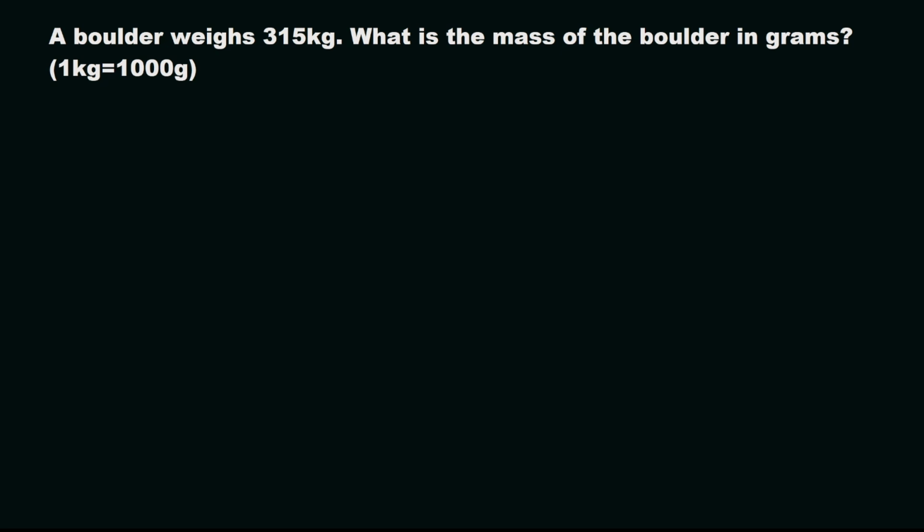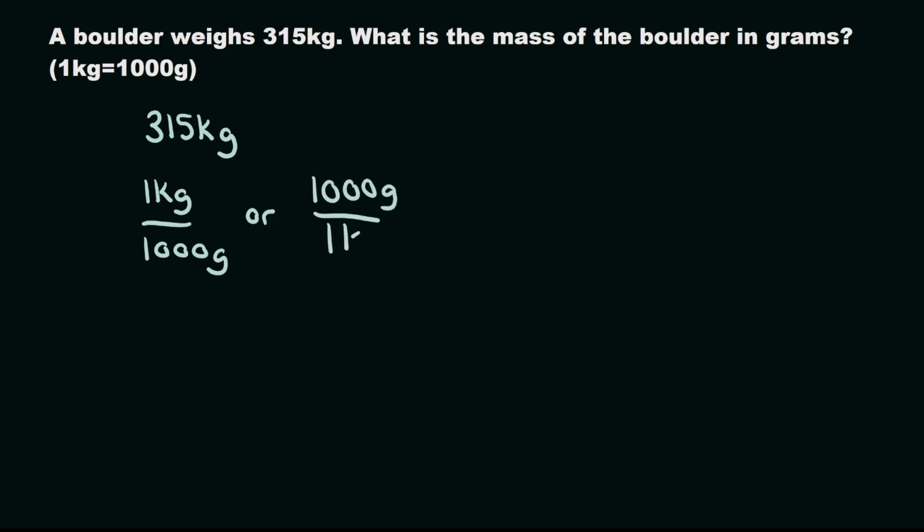Well, we're given a conversion factor of 1 kilogram is equal to 1,000 grams. So let's write out all the information that we have in fractional form, where we have 315 kilograms as our measurement of sorts, and then our conversion factor is that there is 1 kilogram per 1,000 grams. Or I could use it the other way around, where there is 1,000 grams per 1 kilogram. In future problems, I'm not going to write both of them out. I'm just going to write one of them, and you can flip it either direction for whatever way you need to cancel out your unit.